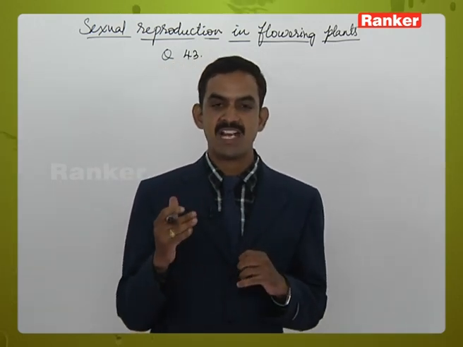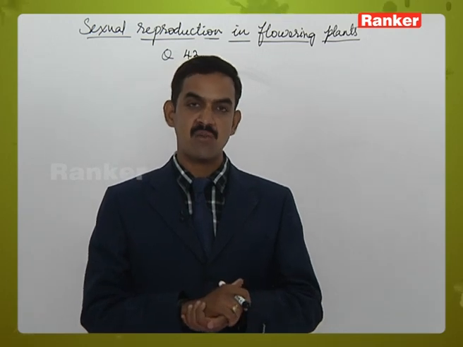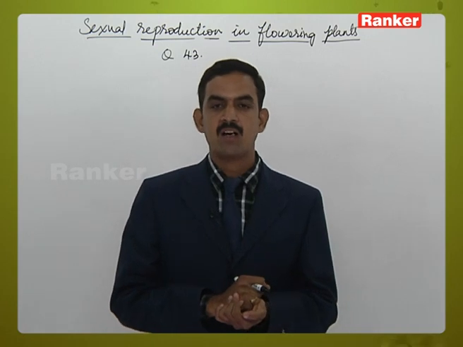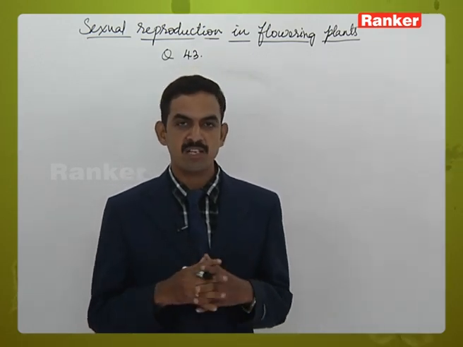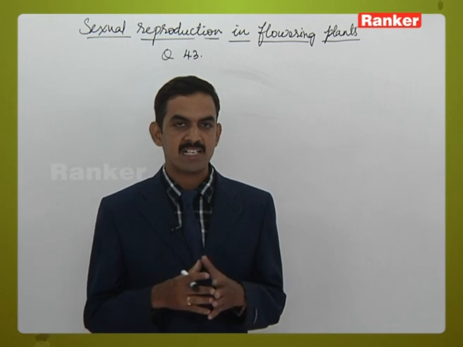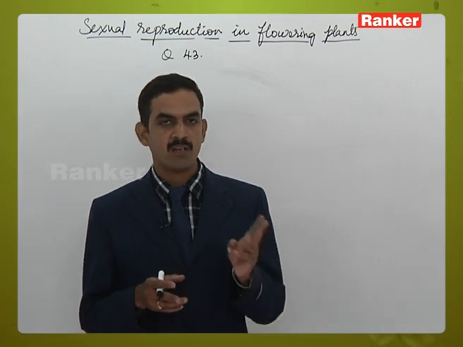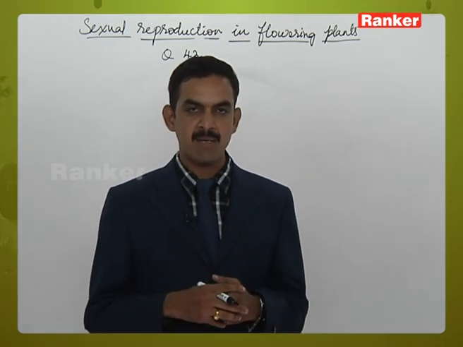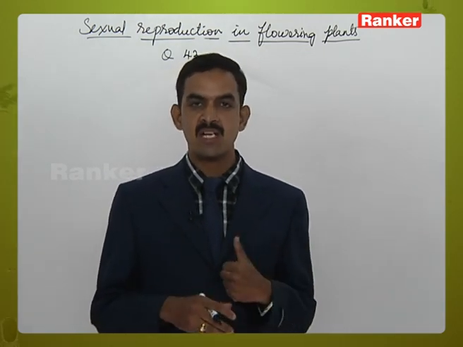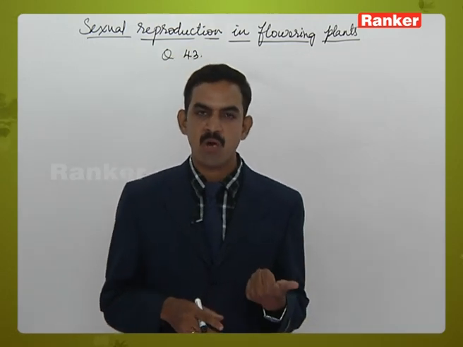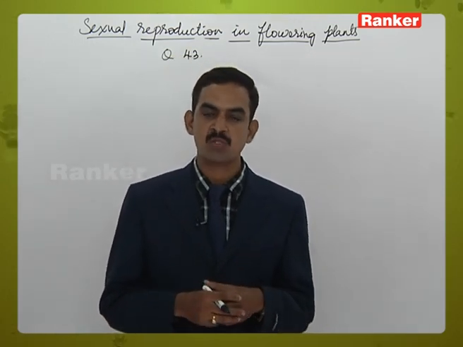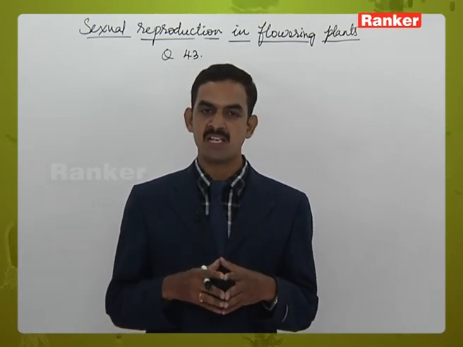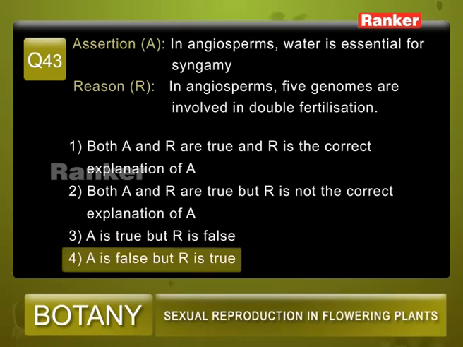So in the assertion statement, it is given that water is essential for syngamy. That statement is incorrect. Whereas the second one, in angiosperms 5 genomes are involved in double fertilization. Right. That is, one egg which is haploid fuses with one male gamete which is haploid, so 2 genomes are involved in syngamy. Whereas during triple fusion, one male gamete which is haploid and one secondary nucleus which is diploid, so 3 genomes are involved. In total 5 genomes are involved in the double fertilization process. So question number 43, the correct answer is 4.